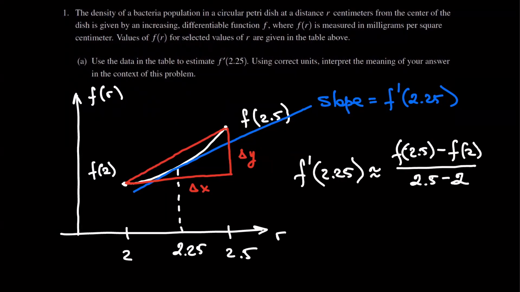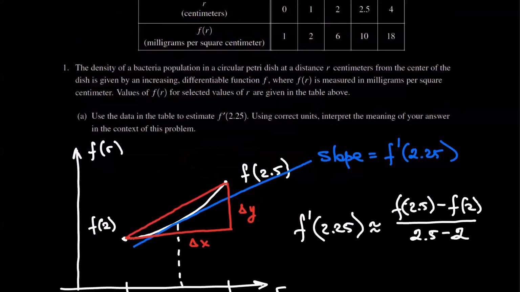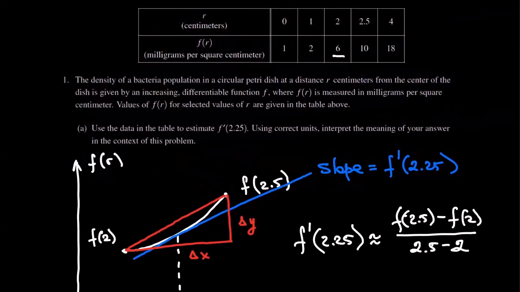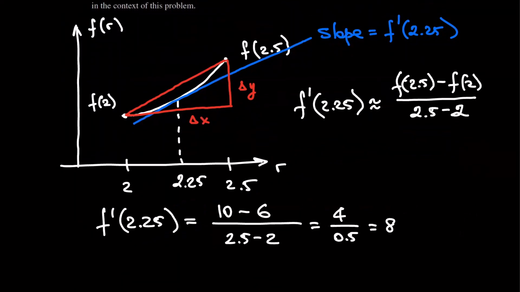And plugging in the values, we get that f prime at 2.25 is equal to, and from the table above, we can see that the value at 2 is 6 and at 2.5 the value is 10. So it equals 10 minus 6 divided by 2.5 minus 2, which is 4 over 0.5, which is 8. And the units are milligrams per centimeter cubed.